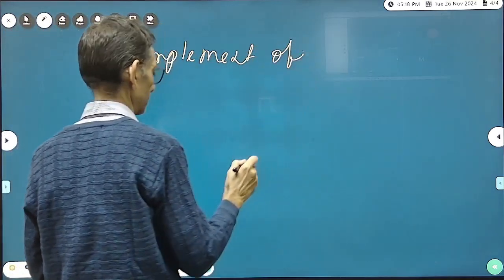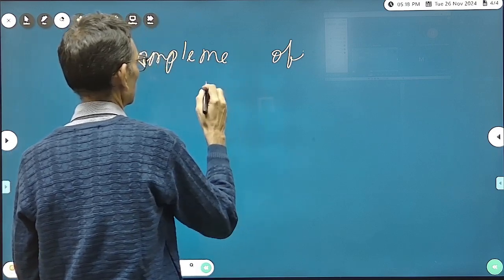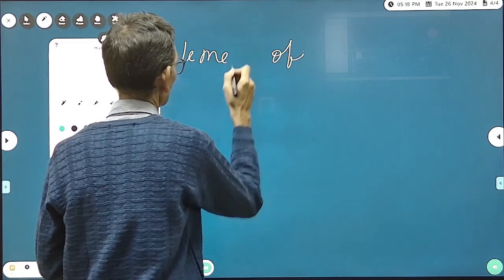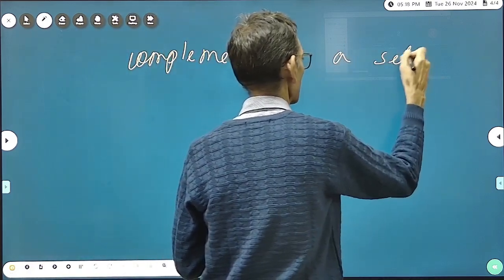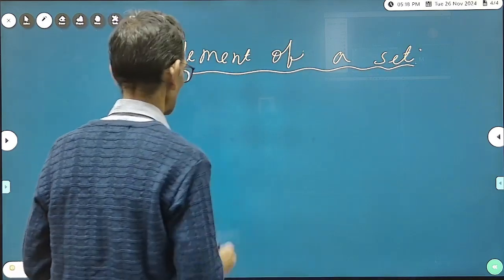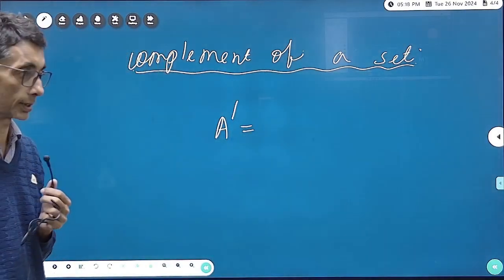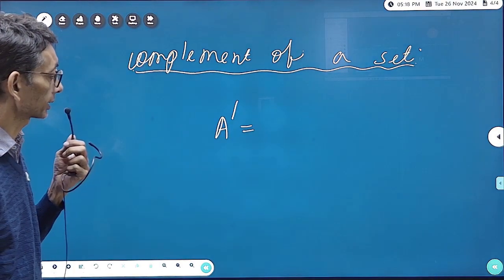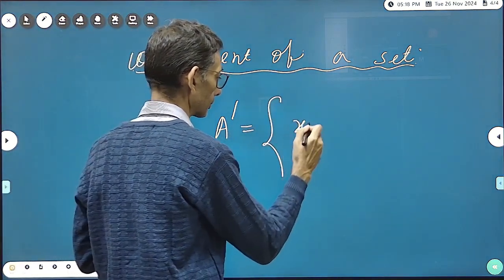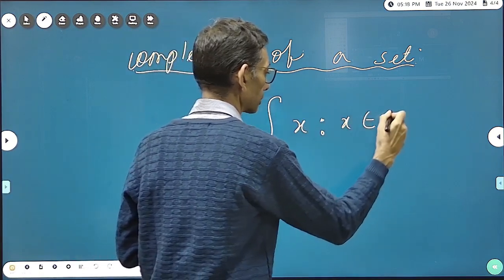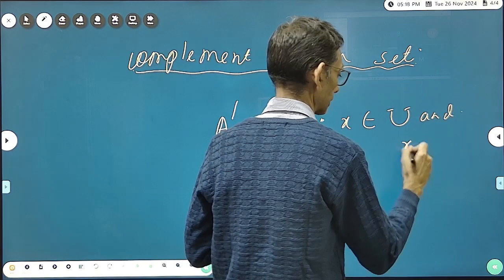of a set. So for a set A, the complement is denoted by A complement, A dash or AC. How do you define A complement? A complement is the set of X such that X belongs to the universal set and X does not belong to A.